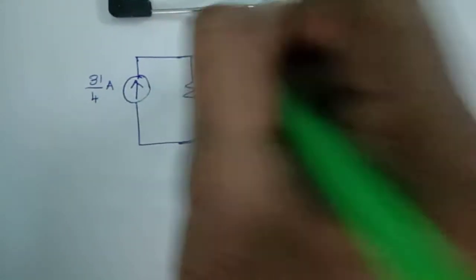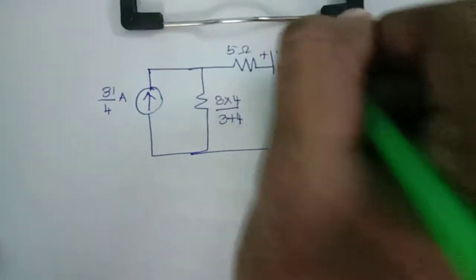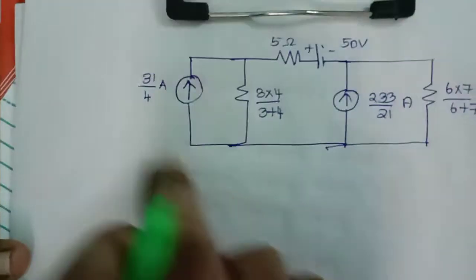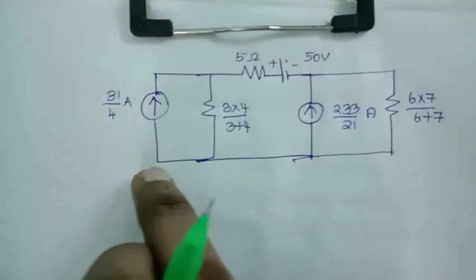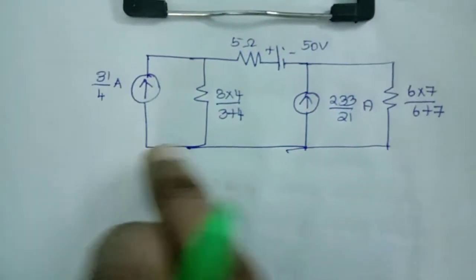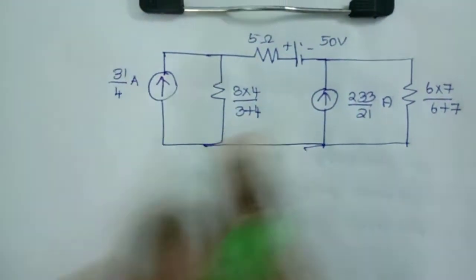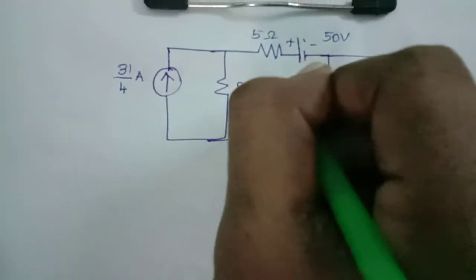And this is a 5 ohm and this is 50 volt. This is my circuit. Now what I have to do? I want to convert the entire circuit. Again, this current source is converted into voltage. V equal to IR. So this is exactly 12 by 7 you will get.